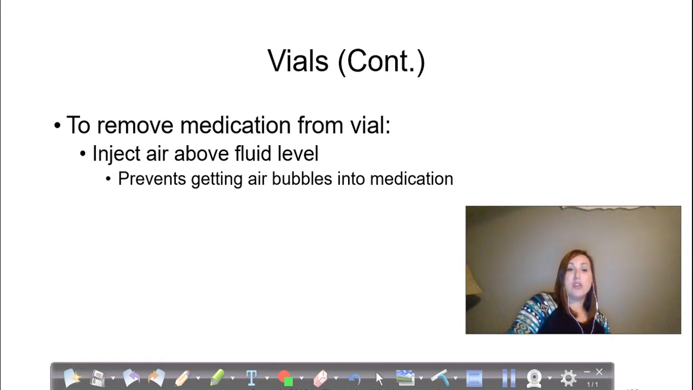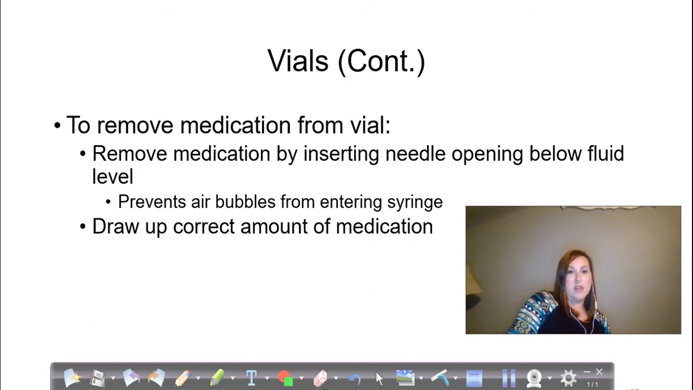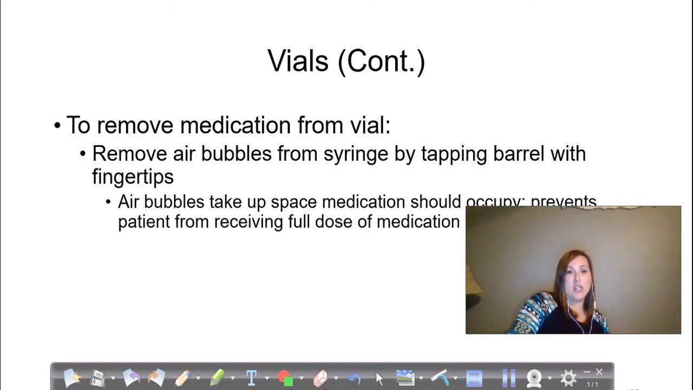You want to make sure that you're injecting air above the fluid level. Again, that helps keep air bubbles out of your vial. You want to remove the medication by inserting the needle opening below the fluid level. So when you draw back, you're not drawing air. Again, you're keeping air bubbles out. And you want to make sure that you're drawing up the correct amount of medication.